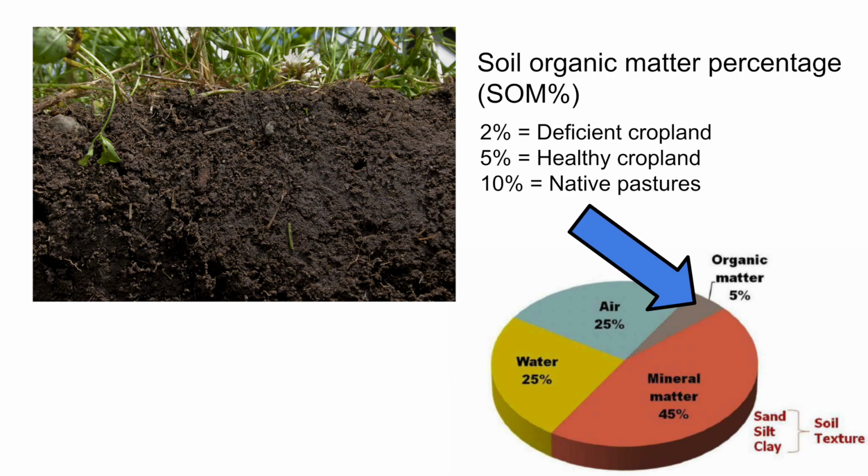But there are limits. For reference, many deficient agricultural fields contain about 2% organic matter. 5% would be much healthier. 10 to 12% is about as high as it gets in native pastures.